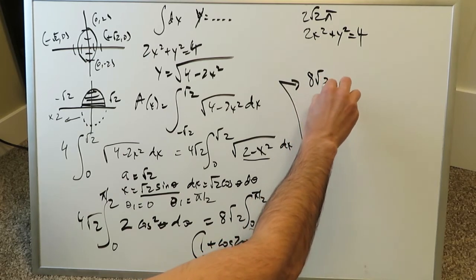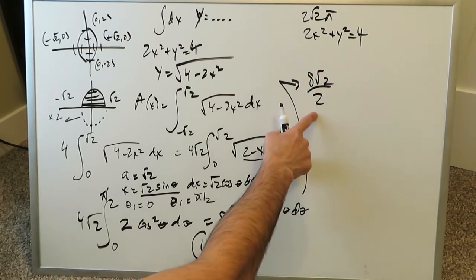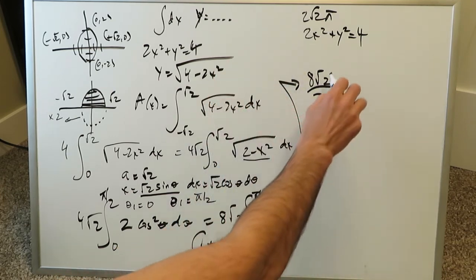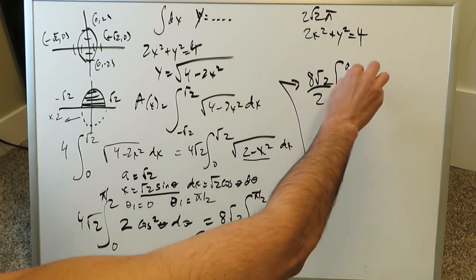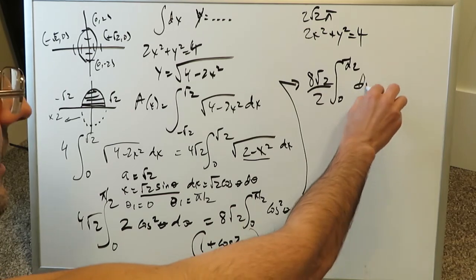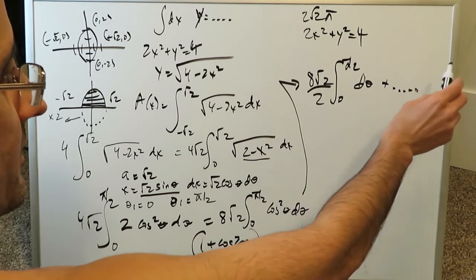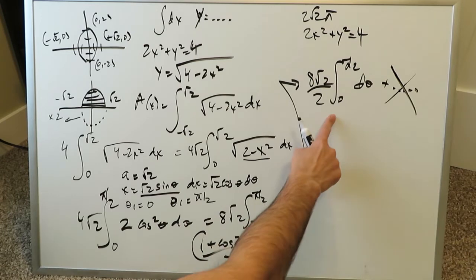We have 8 root 2 sitting outside divided by that 2. Remember I was saying that 1 over 2 will multiply with whatever coefficients are already in place. 0 to pi over 2, and we have d theta. The remaining part over here I'm not talking about because it zeroes out. We're only focusing over here.